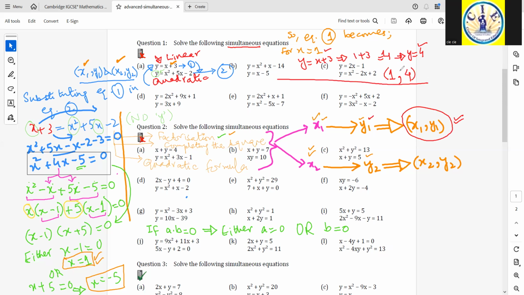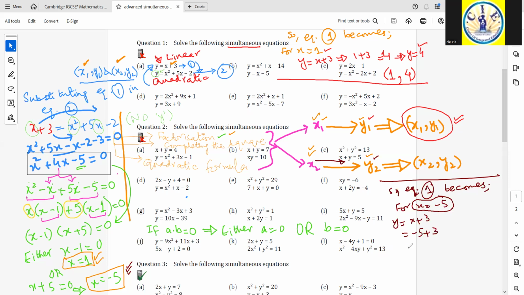Then I need to solve for the other value of y, substituting x equals to negative 5 now. I'm following this step now. I would be substituting x2 to get y2. So equation number 1 becomes, for x equals to negative 5, y equals to x plus 3. Okay, so I'm going to replace this value, negative 5 plus 3, which is negative 2. So the value of y is negative 2.